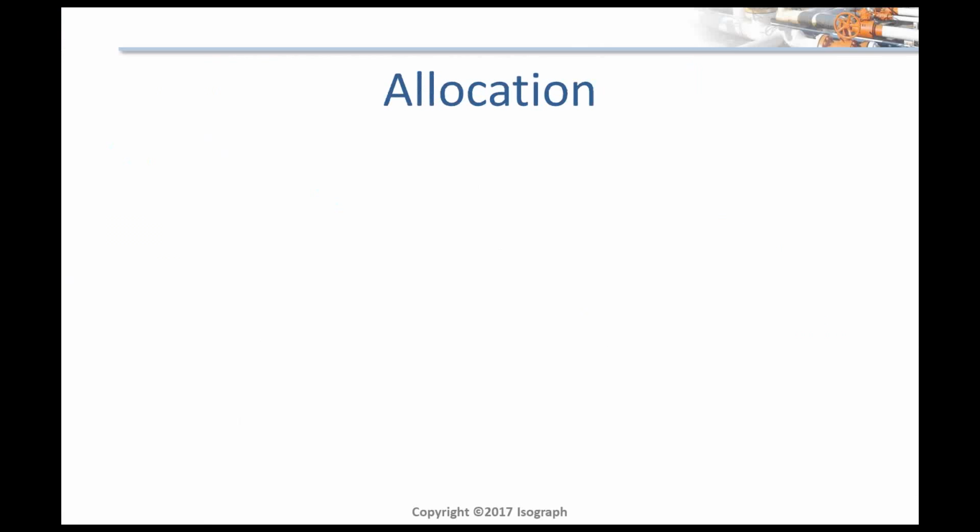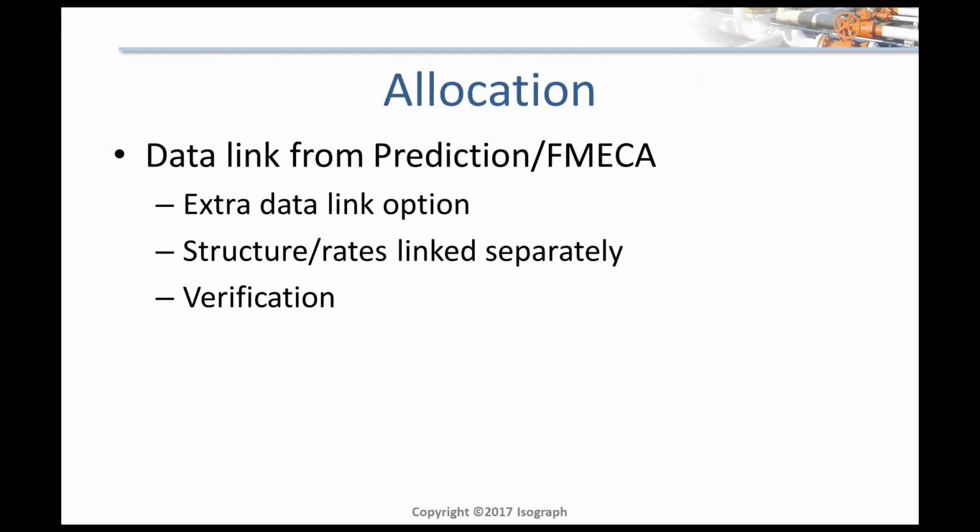The allocation module has received a number of updates. Firstly, the allocation module is now supported in data linking. Before, allocation sort of sat separately on its own, apart from everything else. You could build up a project and do your reliability allocation, but it wasn't really integrated into the rest of the suite the way the prediction and the FMECA and the Fault Tree modules are. Well, that's been updated, and the data linking now applies to allocation.